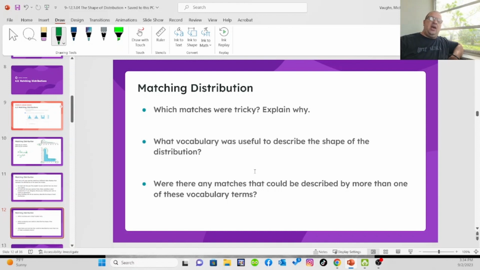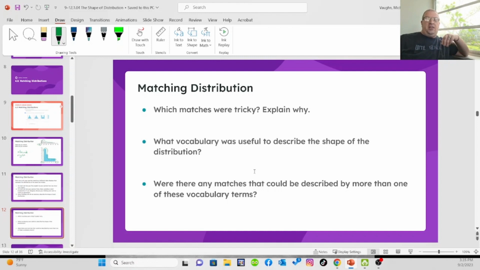Okay, now what vocabulary was useful to describe the shape of the distributions? Hopefully you were trying to use the 5 terms that we've talked about. Bell shape, if you have most of the data in the middle, and then it goes out to the left and right and curves down in a bell shape. Bimodal, if you have 2 peaks. Uniform, if it looks fairly flat and unchanging. Skewed, if most of the data is to one side with a tail that goes to the other side.